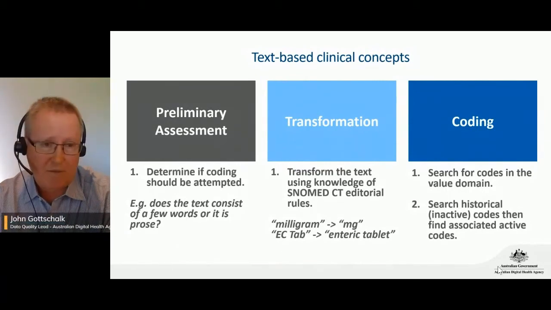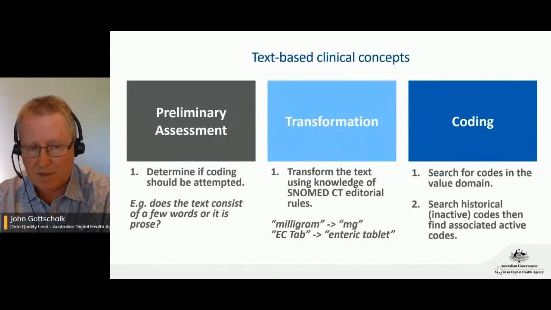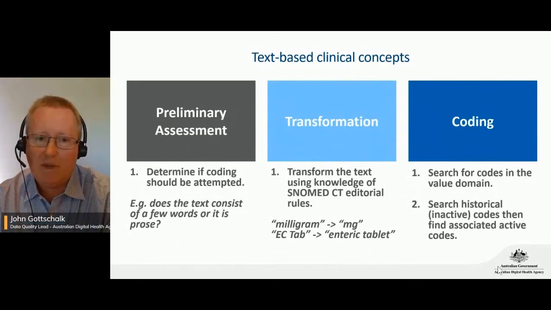If the text could be coded according to those rules, then we would transform the text using some transformations. And one of the transformations used knowledge of editorial rules. For example, for the Australian medicines terminology, milligram is never present in the preferred term or synonymous term. It's always present using the abbreviation MG. EC tab is always present as an enteric tablet.